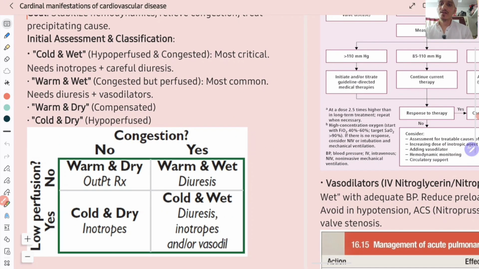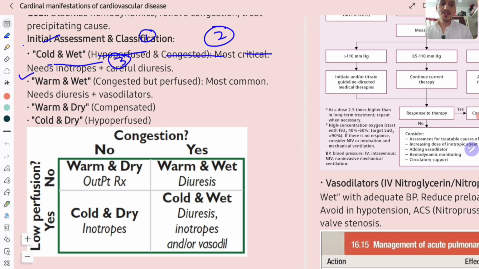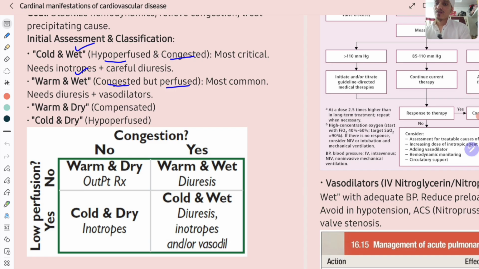See, this is a very important diagram for managing a case of acute heart failure. For management purposes you can classify it as cold and wet, where cold means hypoperfused and wet means congested. Warm and wet: warm means perfused, wet means congested, so congested but perfused. Warm and dry is nothing but compensated heart failure. Dry, there is no congestion. Warm, there is no shock also. That is compensated heart failure. Cold and dry means hypoperfused only, there is no congestion.